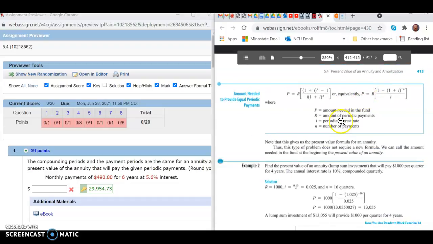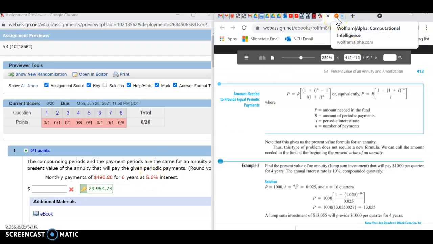P is the amount needed, or the total funds. That's what we're trying to find, the total funds. R is the payment amount that you're going to be getting. In this case, they switched the numbers on me. But I is not just the 0.056. That's what I had been plugging in.